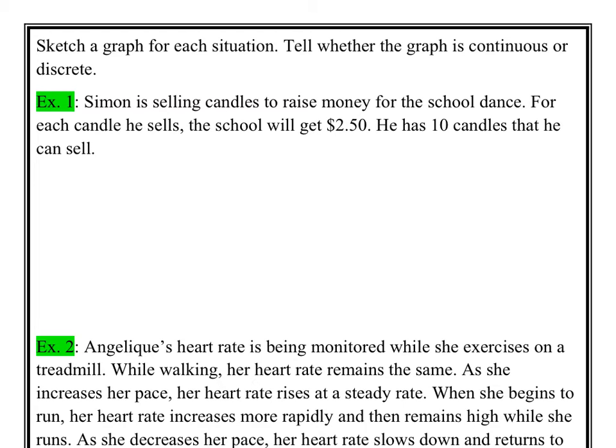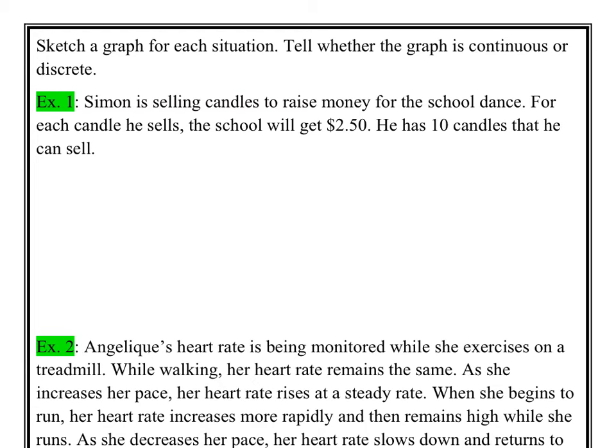Simon is selling candles to raise money for the school dance. For each candle he sells, the school will get $2.50. He has 10 candles that he can sell. So right now, the two things that are being compared, and that's what you have to decide, would be candles. So depending upon how many candles he sells, depends on how much money the school will get. So money the school receives versus candles.